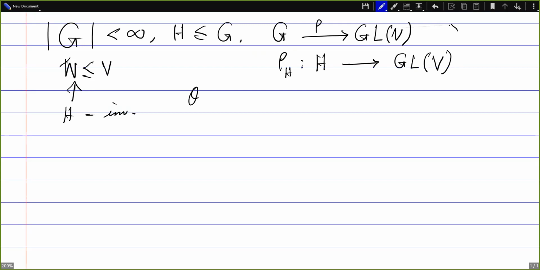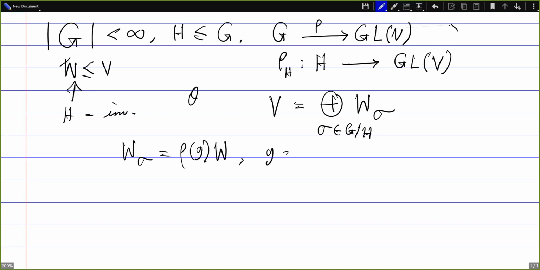We now say theta induces rho if V happens to be the direct sum of W sigma for every sigma belonging to G modulo H, where W sigma is defined as rho g of W. Here g is any element of sigma, and we have already seen that whatever g we choose from sigma, this is always going to be the same. So therefore this definition does not have an ambiguity. Thus we have defined when we say rho is induced by theta.